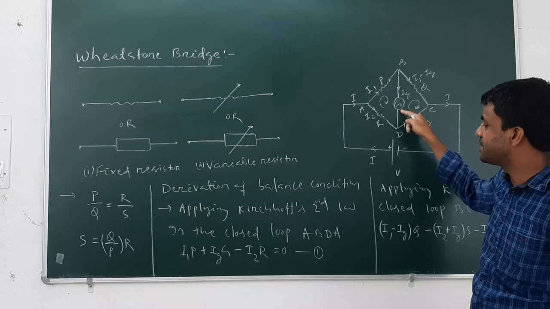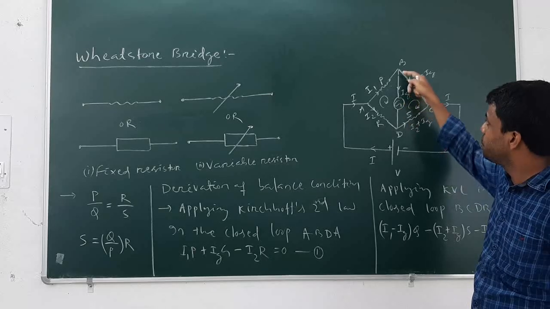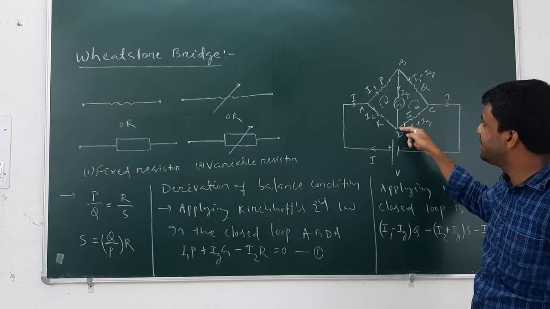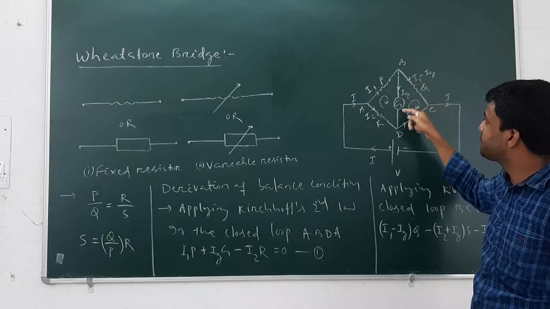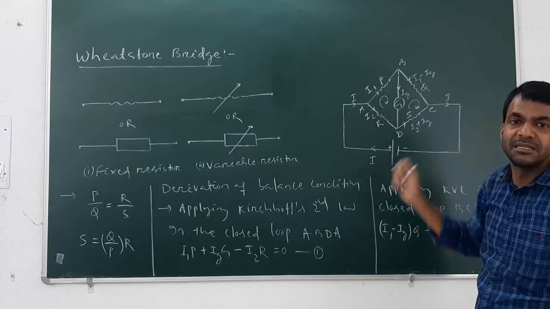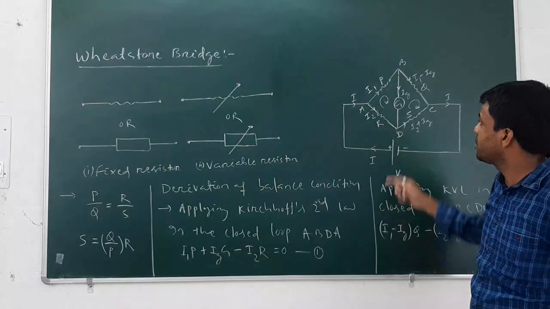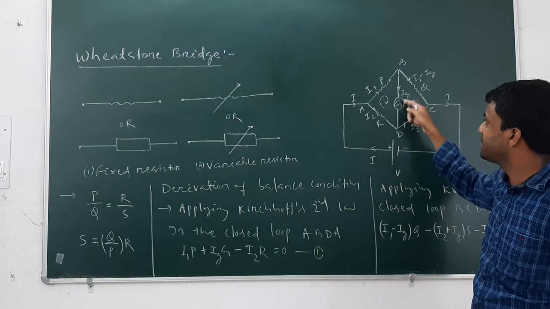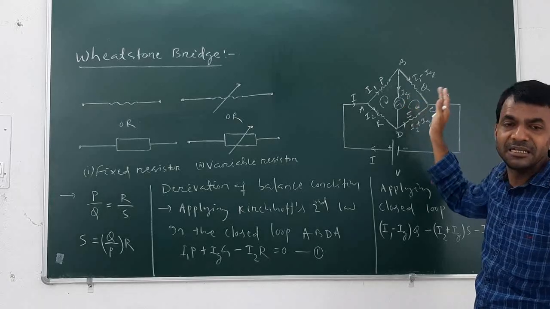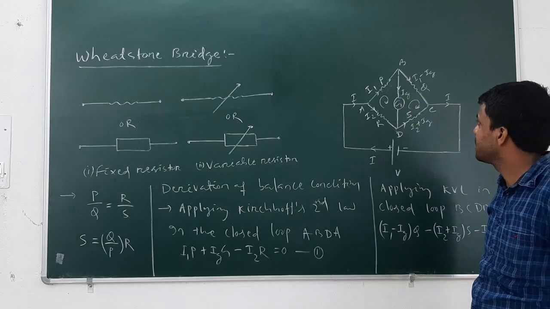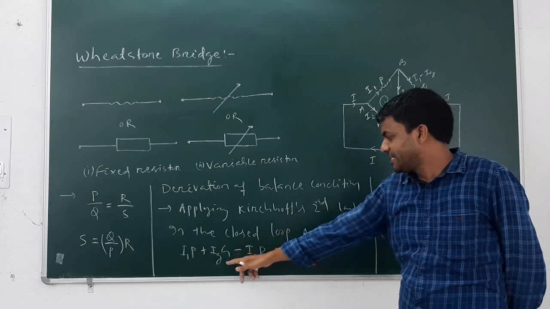Comes to this branch. Here the loop direction is from B to D and the current direction is from B to D. Means the current is in the direction of the loop. Therefore, the product of current and resistance, meaning Ig and G, is positive. Here I have taken Ig into G.